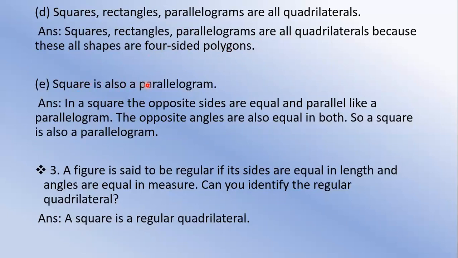A square is also a parallelogram. In a square, the opposite sides are equal and parallel, like a parallelogram. The opposite angles are also equal in both. So a square is also called a parallelogram.